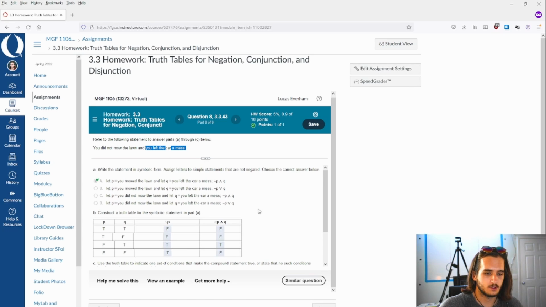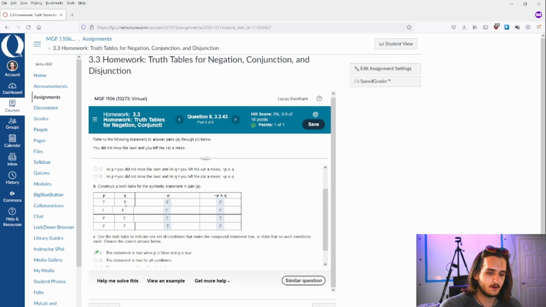which is how we end up with P, you mowed the lawn, and Q, you left it a mess. So this is not P, the opposite of mowing the lawn is not mowing the lawn. And Q, because we got and there, it is that conjunction. And again, Q, like I was saying, is that you left a mess. And then from here, if we want to make our truth table, we have our starting values, TTFF, TFTF, where not P means taking all the values of P and flipping them. So F, F, T, T.